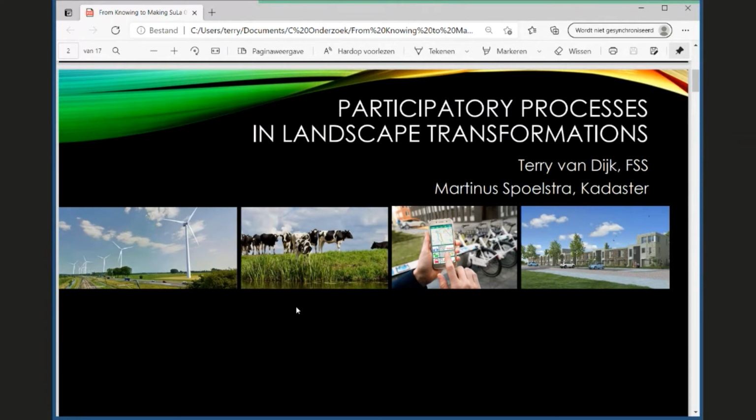We need to transform this landscape, but how exactly? What is possible? What works? And what is the best option? And who generates these options?